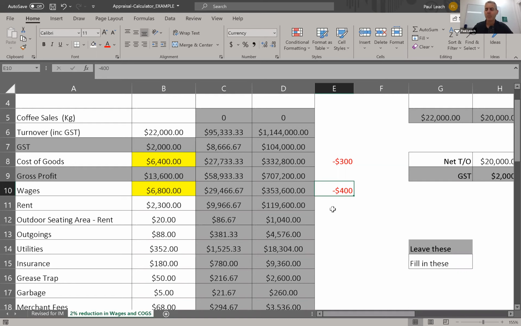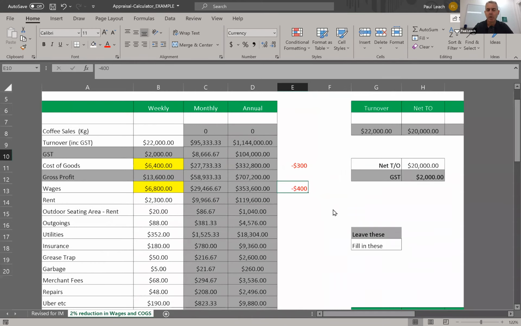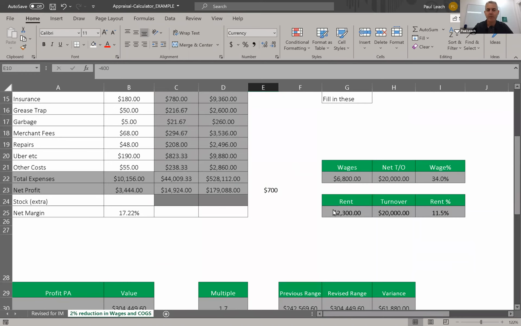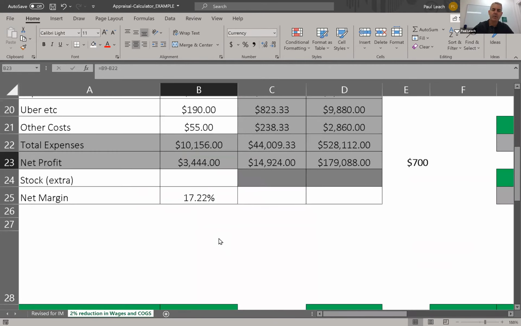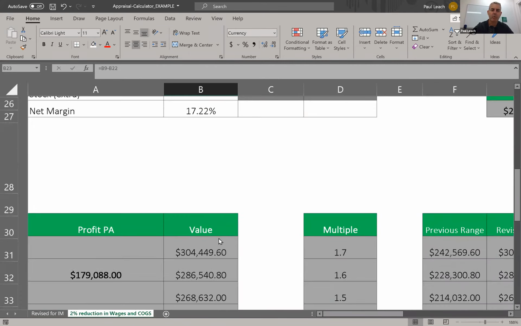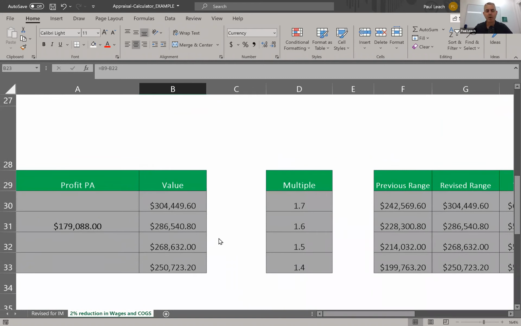But most people, when they put their hand on their heart and go through these numbers in detail, can squeeze that out. So based on those figures, the 300 and the 400, naturally that is going to give you an extra 700, which is going to drop straight onto the bottom line here. So you can see the net profit compared to the previous example is up, and that takes the previous annual net profit of 142 to 179,000.